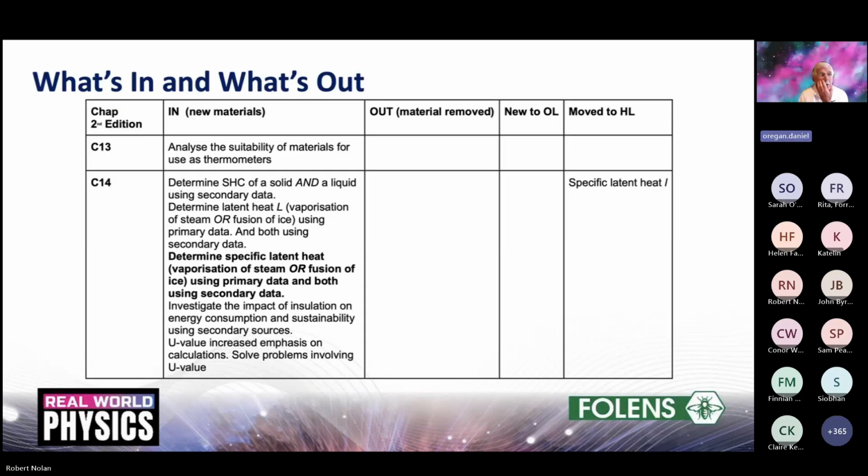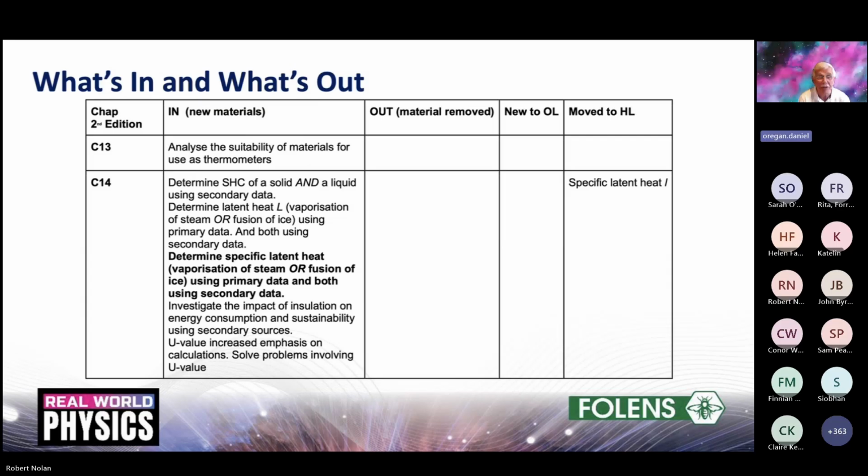Right, chapter 13 on thermometers. It's a fairly short chapter, just basic ideas are required, but they need to be known well. And analyzing the suitability of materials for use as thermometers is specifically mentioned. Your chapter on heat is a fairly large chapter, very much like the old material, but there are some changes.